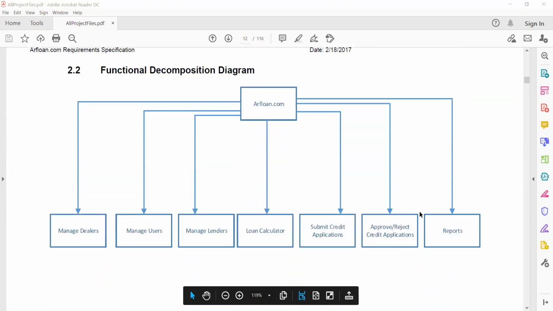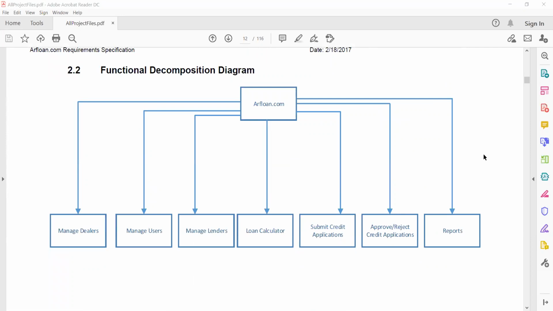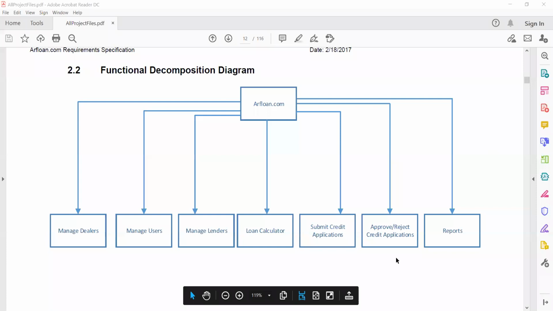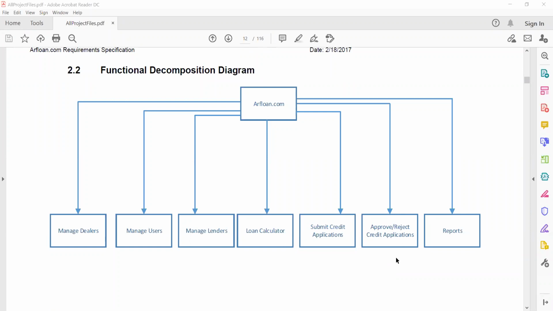So now this particular diagram gives a different view of the system. The first one, the context diagram, gave you a transactional view. This one gives you a functional view. In this diagram, the only thing I didn't understand is manage users. Who is manage user? Manage dealer, manage lender, and who is the user?